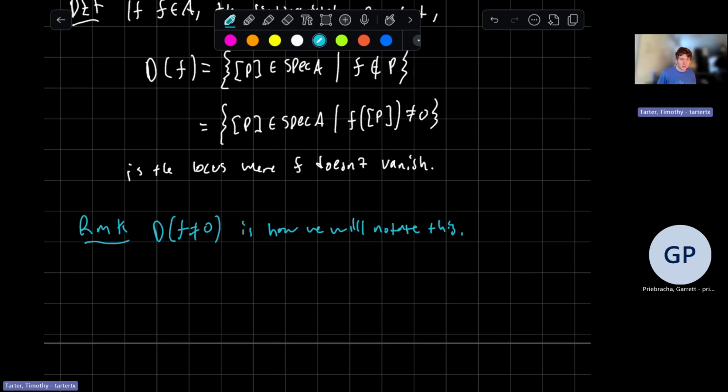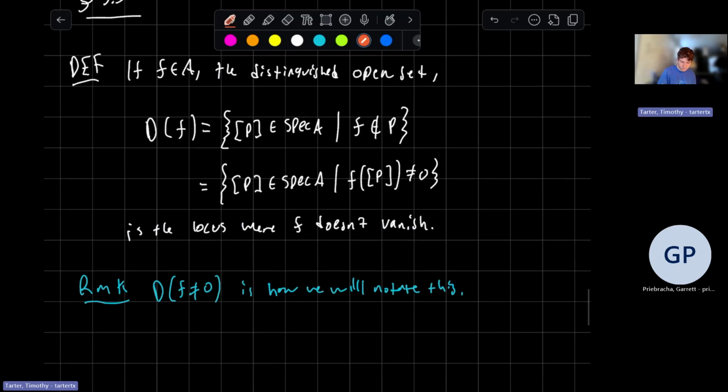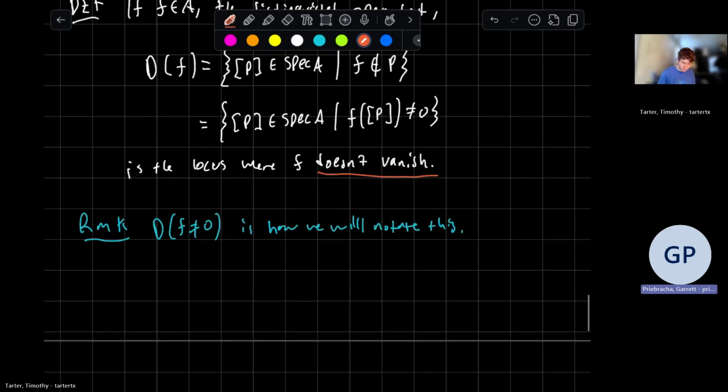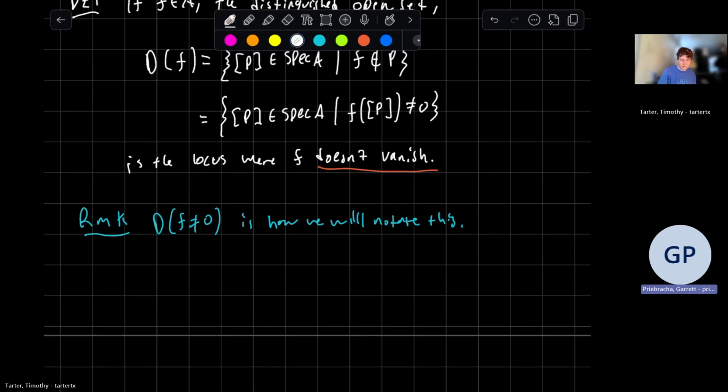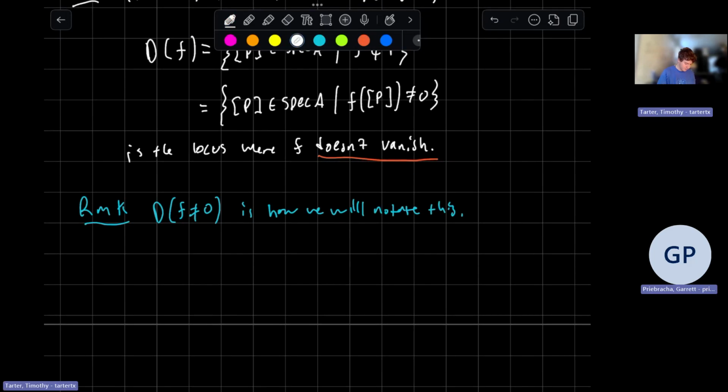He also privately calls this the doesn't vanish set, which I think is kind of funny. Is the locus where F doesn't vanish? Yeah, the locus. We're going to call this the doesn't vanish set.